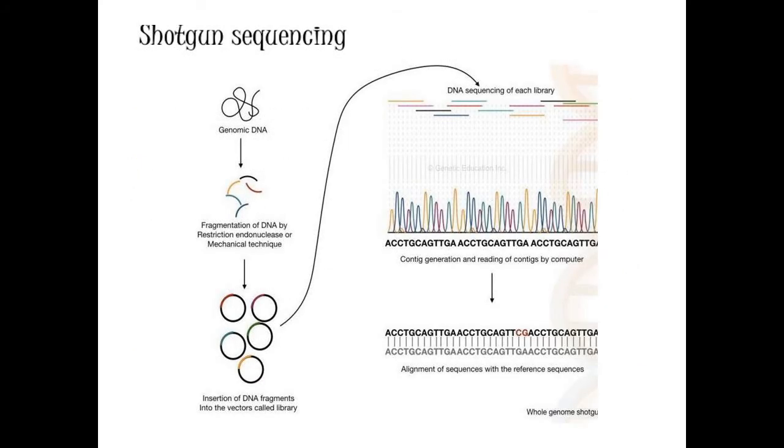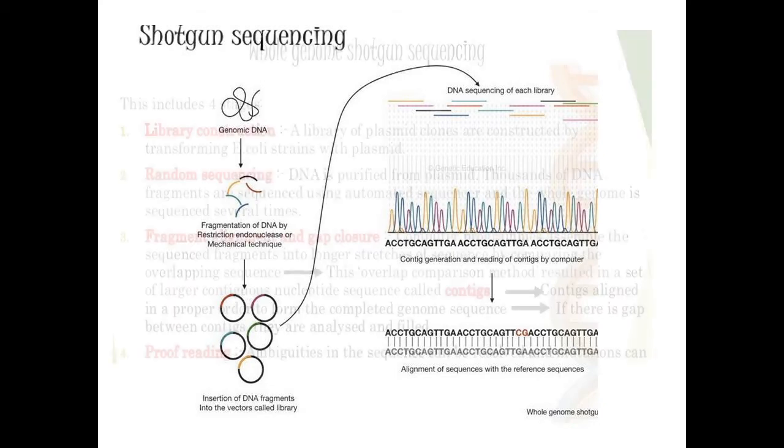So this is the shotgun sequencing method, wherein genomic DNA from all the clones is isolated and then fragmented, and we study the sequence of the DNA fragments using a computer. Here we can see that we are getting the sequence of all of the different kinds of fragments, and then they are aligned together, and once that is done we get the whole genome.